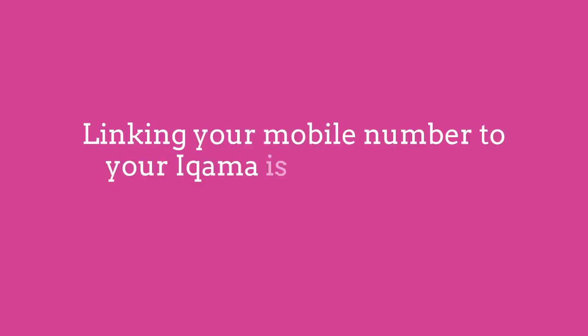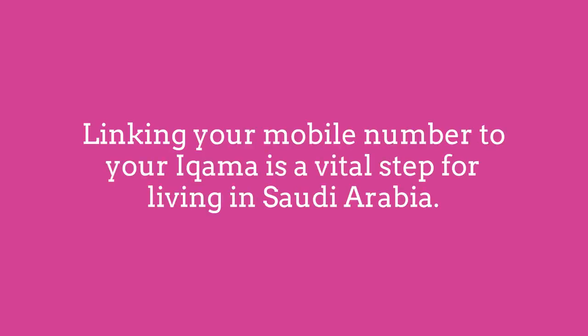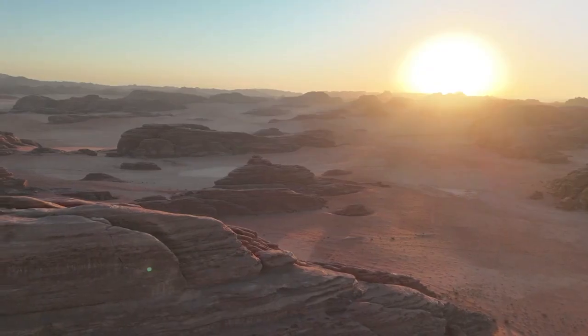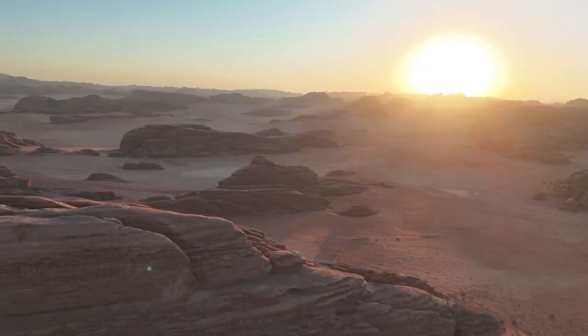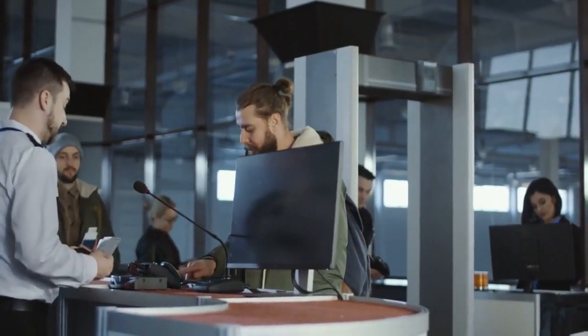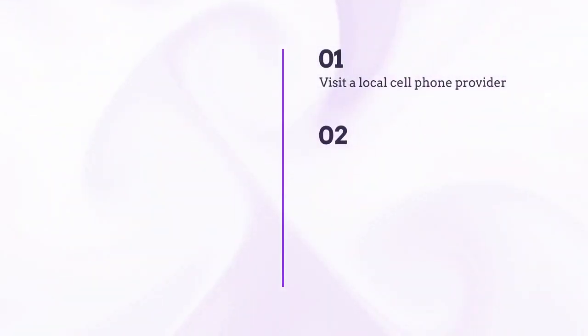Let's get started. Linking your mobile number to your Iqama is a vital step for living in Saudi Arabia. This process connects your identity to your phone line. It allows you to use government apps like Abshur. You have two main ways to do this.